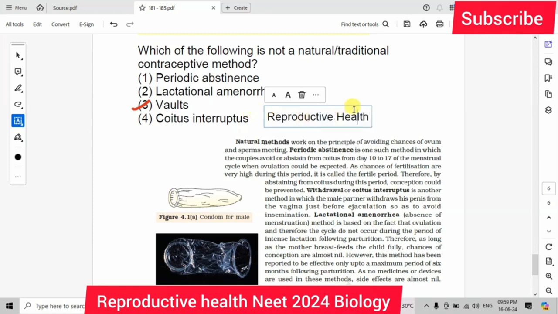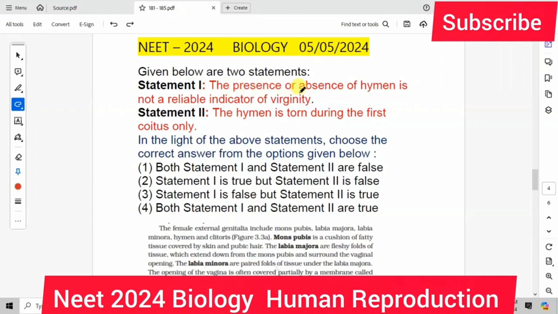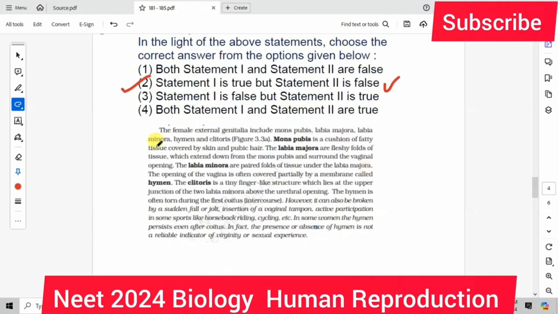Thank you. The presence or absence of hymen is not a reliable indicator of virginity. Statement 1 is true. Next, hymen is torn during the first coitus only. Sorry, it is wrong. It may be torn in any other activities also. So statement 1 is right, it's true, and statement 2 is false. You can see the NCERT statements here regarding the human reproduction chapter and topic. Thank you.